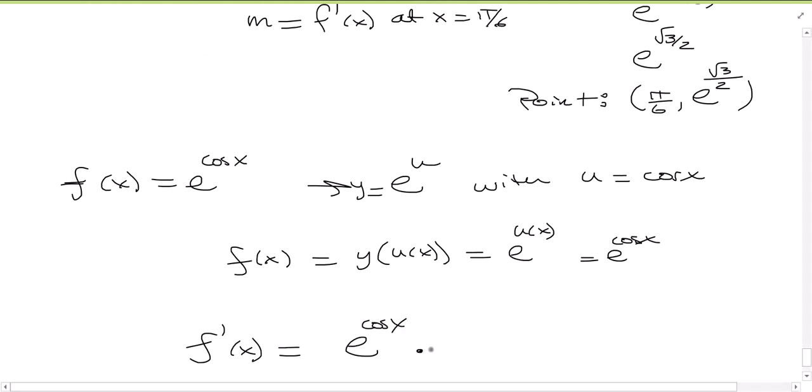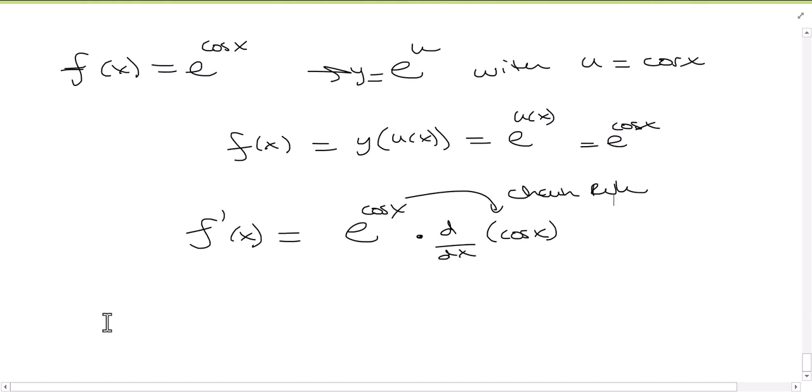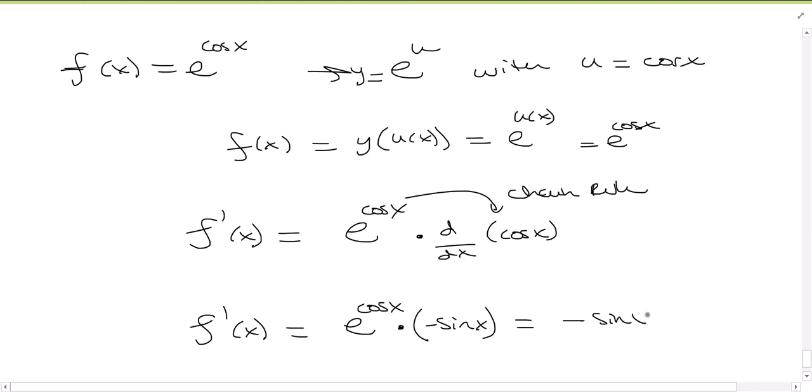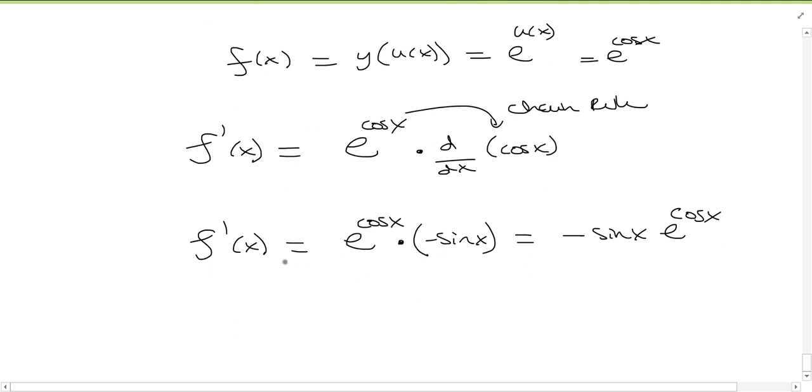times, by chain rule, the derivative of cosine x. So this part over here is the chain rule. And what's the derivative of cosine x? The derivative of cosine x is negative sine x. So I have e to the cosine x times negative sine x. Now this is multiplication, so I can rewrite it as negative sine x e to the cosine x. And so this gives us the slope.